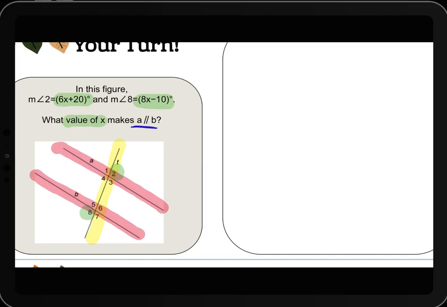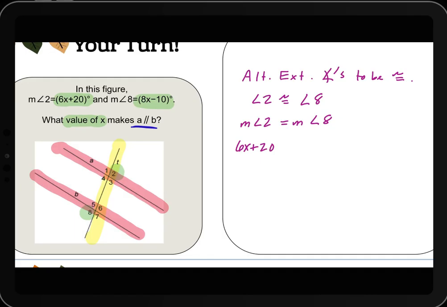Well, first of all, we recognize that we have alternate exterior angles here, right? In order to show that the lines are parallel, we need alternate exterior angles to be congruent to each other, right? So that means we know angle 2 would have to be congruent to angle 8. That means that their measures are going to be equal to each other. We can substitute 6x plus 20 in for the measure of angle 2 and 8x minus 10 in for the measure of angle 8. And we can go ahead and subtract 6x first and foremost from both sides.